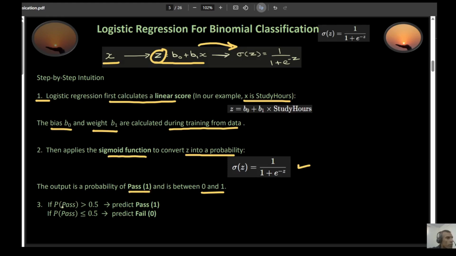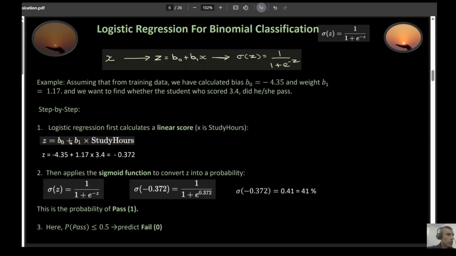Now, if your probability of pass comes out to be greater than 0.5, then you are going to predict that it belongs to class 1. In other words, he's going to pass. If the probability is less than 0.5, then you're going to predict that he falls in class 0, which means fail. So now let's try to understand that process using an example.